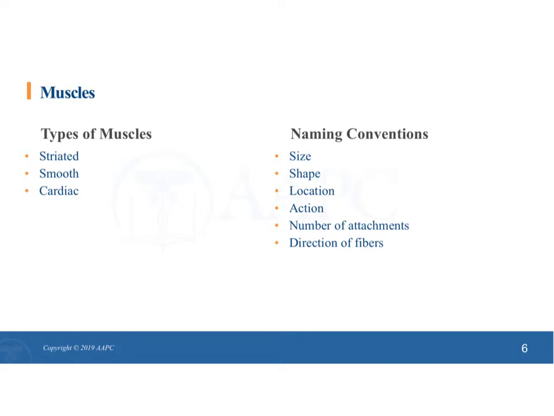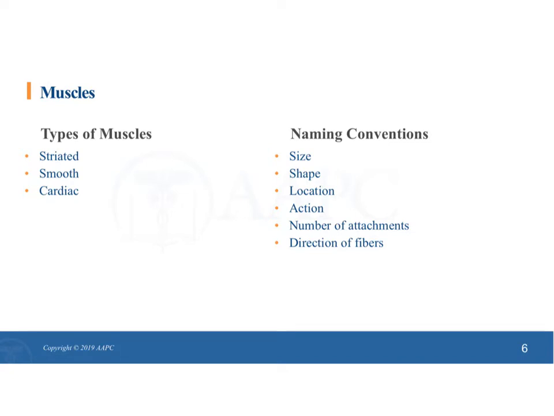Examples of muscles named for their shape: deltoid is triangular, trapezius is trapezoid, and teres is round. Examples of muscles named for location include gluteus for buttock, brachii for arm, lateralis for lateral.